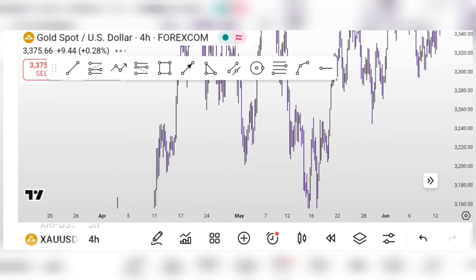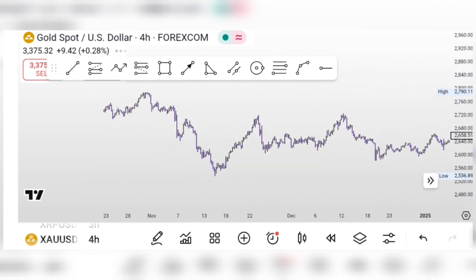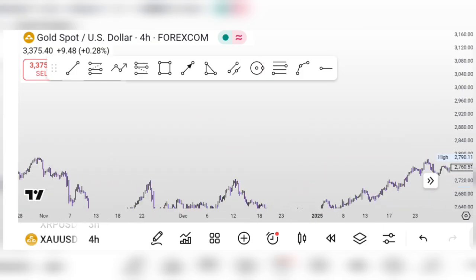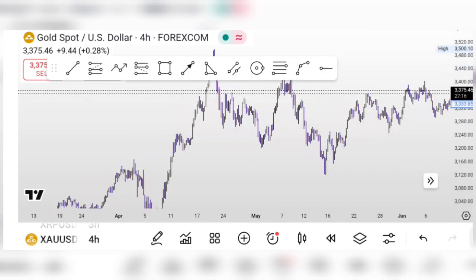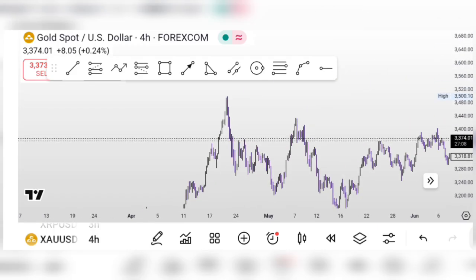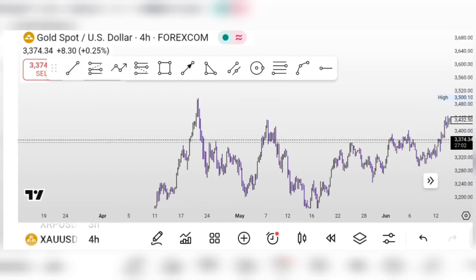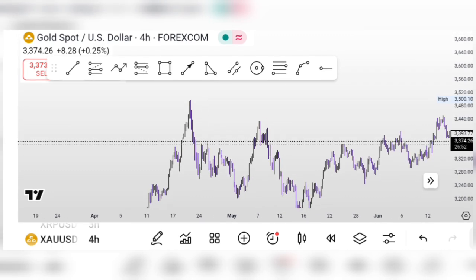You can see here that gold has been on a bullish trend. It has been buying since the past 2 weeks. There are 3 main keys you need to know about market structure. One is the uptrend, two is the downtrend, three is the range.